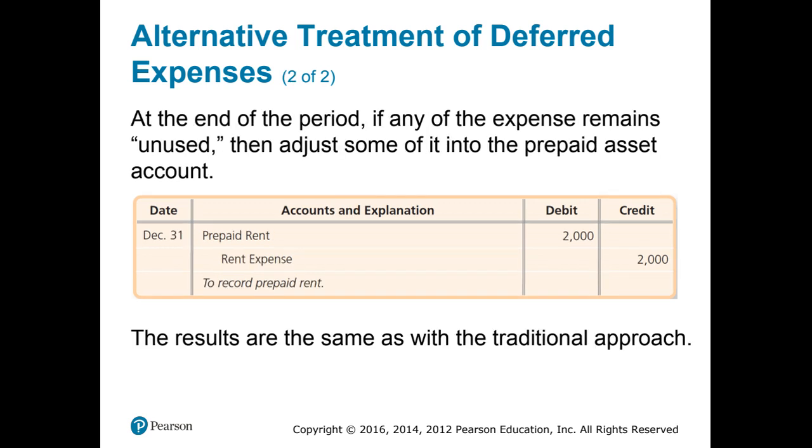At the end of the period, if any of the expense remains unused, then we adjust some of it into the prepaid asset account. So on December 31st, we're debiting our prepaid rent by $2,000, and we're crediting our rent expense by $2,000, and this is to record prepaid rent. The results are the same as with the traditional approach.